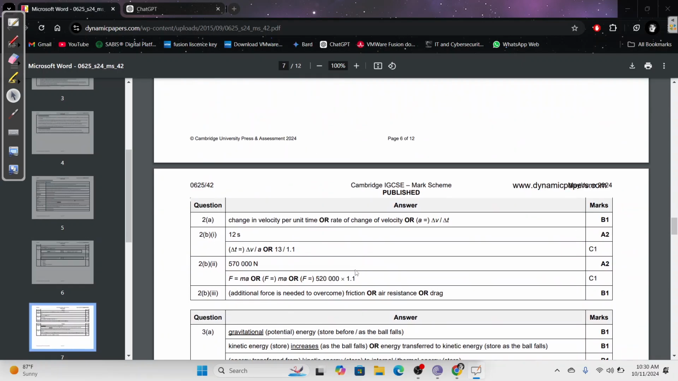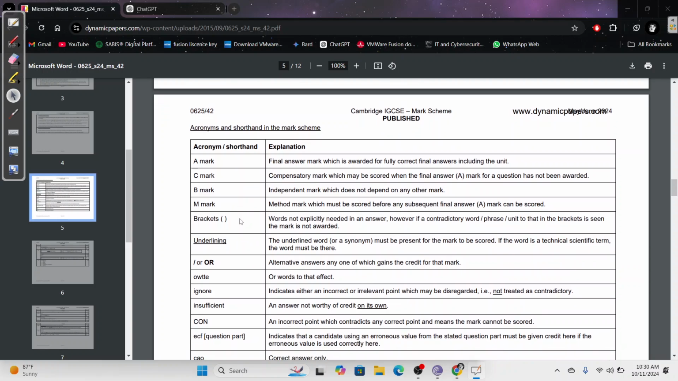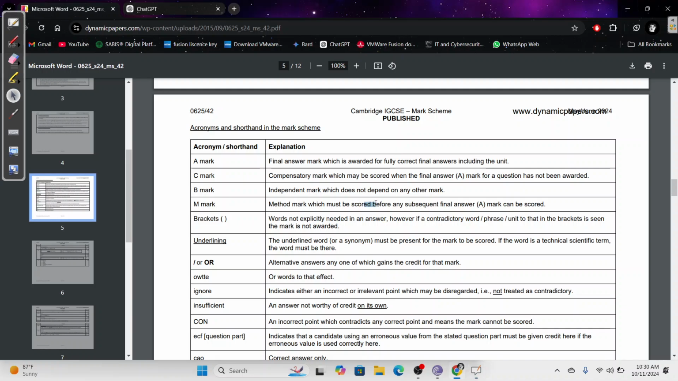You'll see it as you correct yourself in the marking scheme. M mark. M mark is the method working. Okay. The method mark is your working. This is how they grade you on your working. So what they say, method mark, which must be scored before any subsequent final answer A mark can be scored.